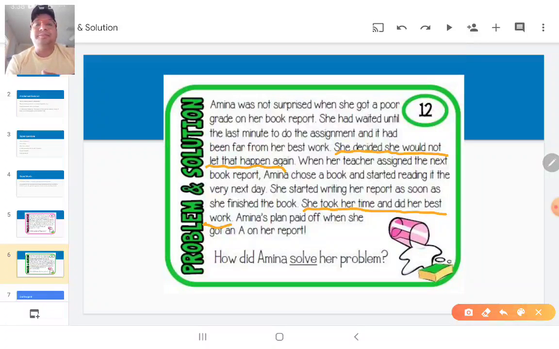So we can honestly say that our solution to solve the problem would be that she took her time to do her best work. And that's the bottom line for everything, even with our math work, even with stuff at home. If we take our time to clean our room, to clean a garage, or do whatever you have to do at home, or even at school, your homework, your tests, your quizzes. If you take your time, do the work right, you're gonna do well.